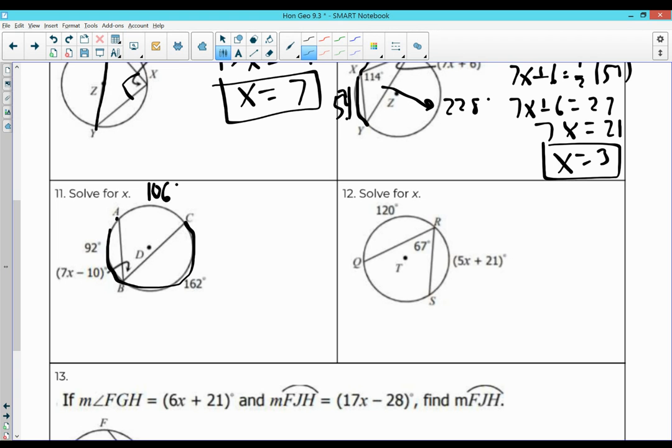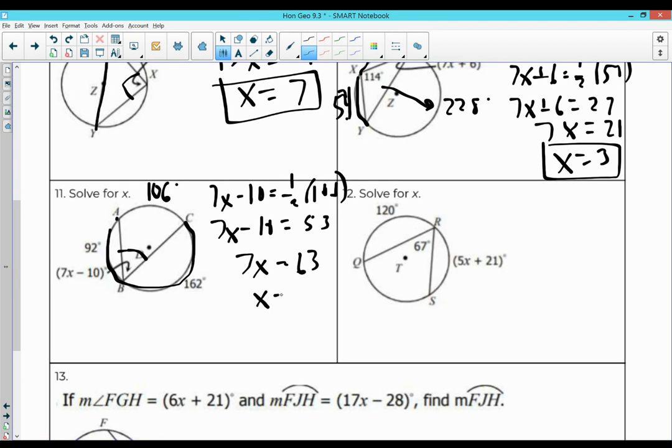All right, this is our intercepting angle, or our inscribed angle. So 7x minus 10 equals half of 106. So 7x minus 10 equals 53. So 7x equals 63, and x equals 9. That's all we're looking for.